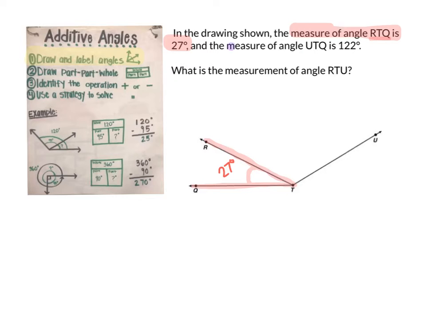We also know that the measure of angle UTQ is 122 degrees. So again, I'm going to trace each line using the letters they give us, UTQ. So I start at U, I trace all the way down to T, and over to Q. So now we're talking about this whole angle here. And this is going to be 122 degrees.